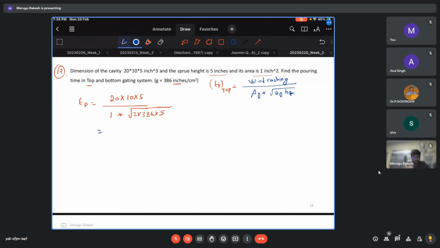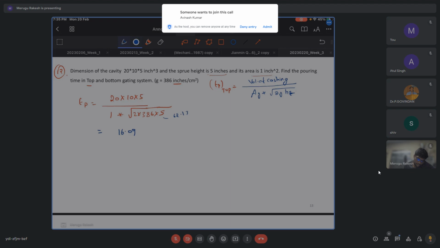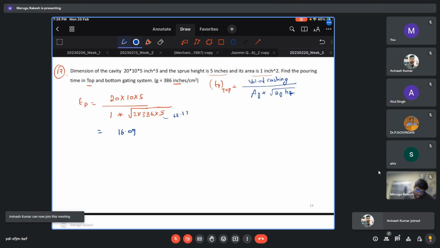Okay. So I'm getting 16.09. I think this should be seconds square. Okay, this is for top.